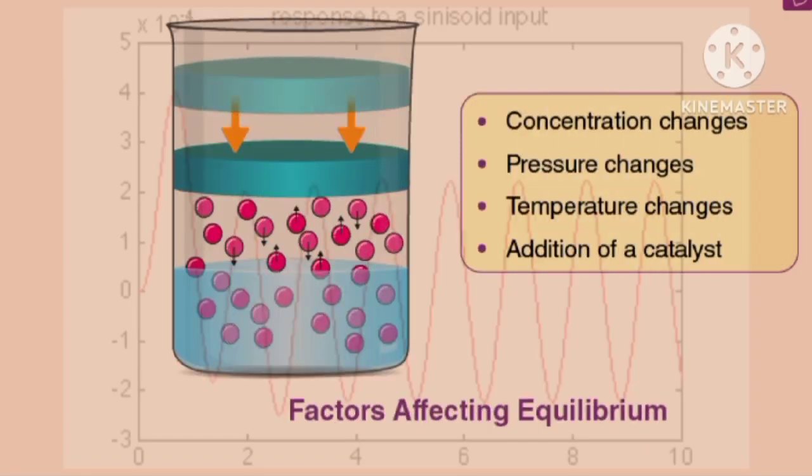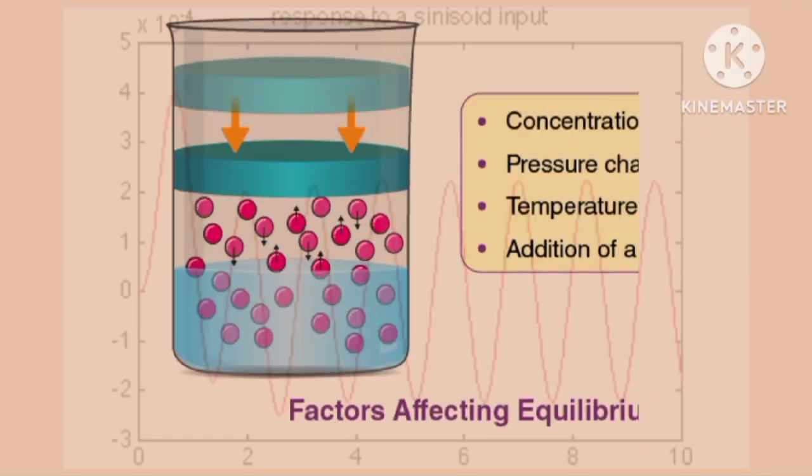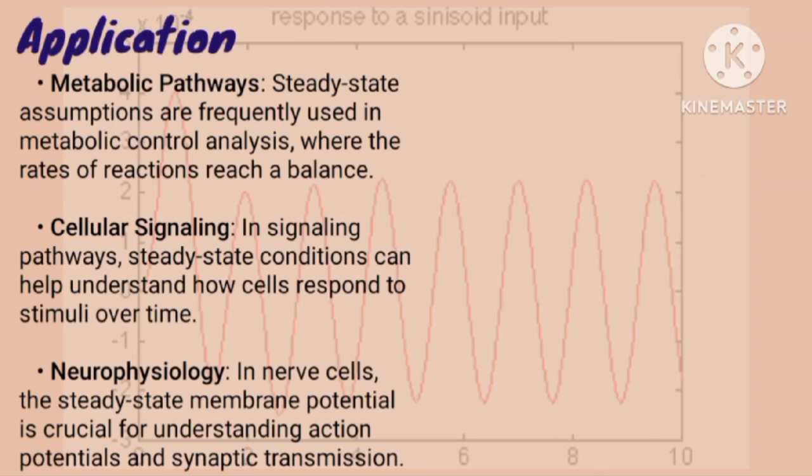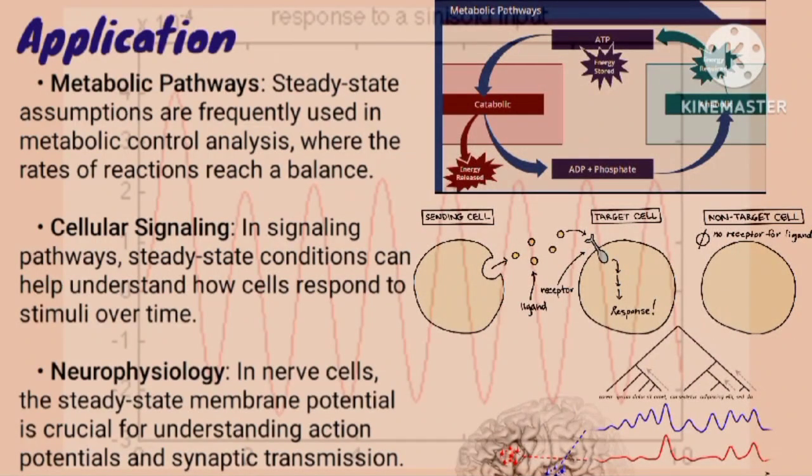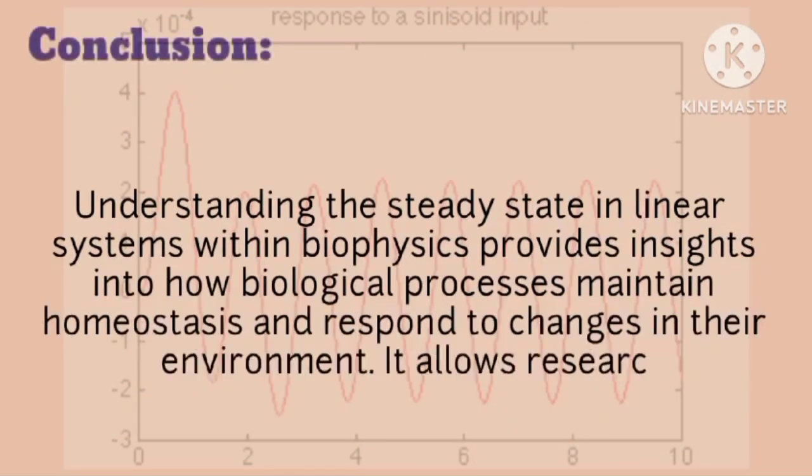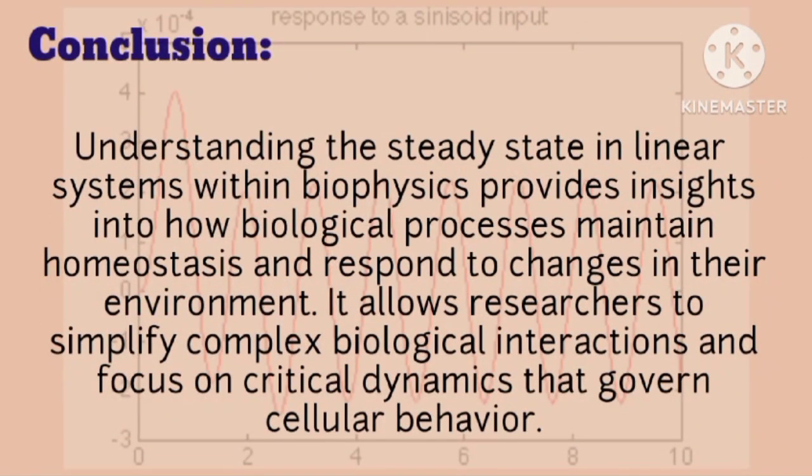So these are some factors which can affect the dynamic equilibrium. So these are the applications: metabolic pathways, cellular signaling, and neurophysiology. So in conclusion, understanding the steady state in linear system with biophysics.